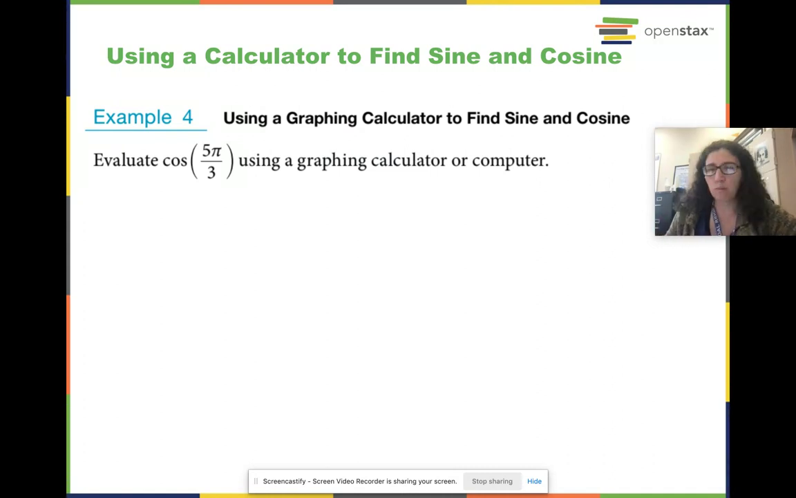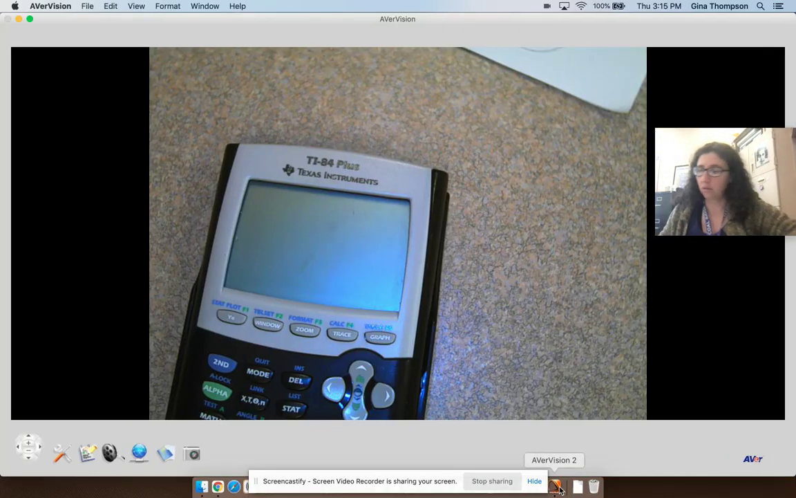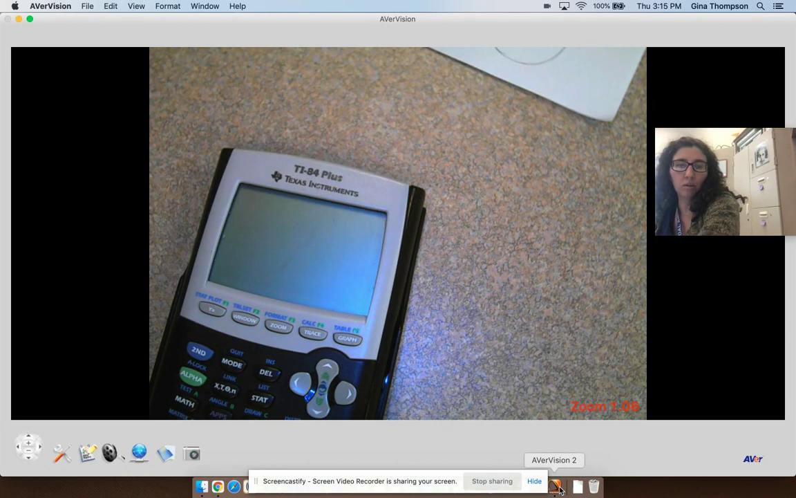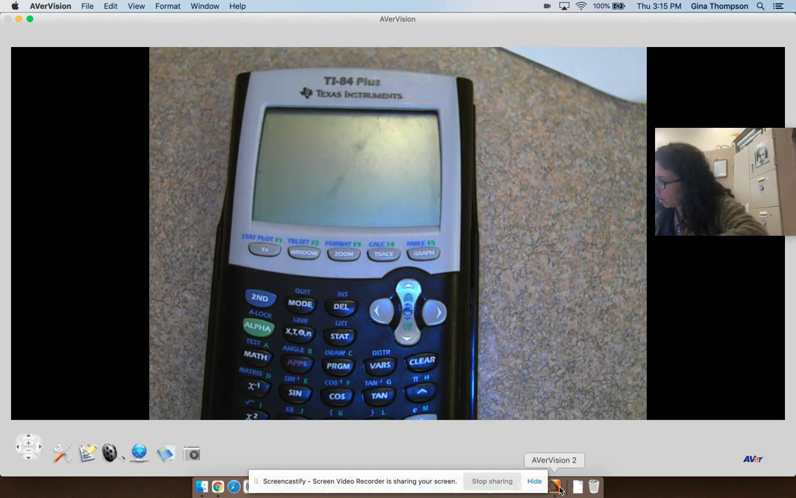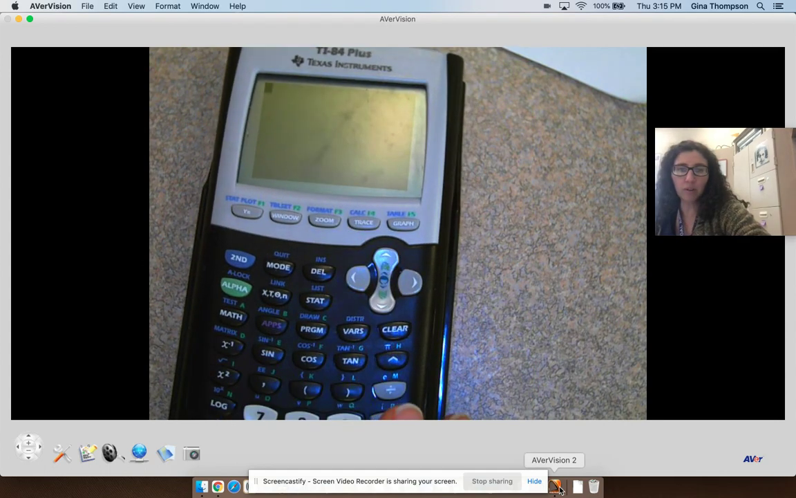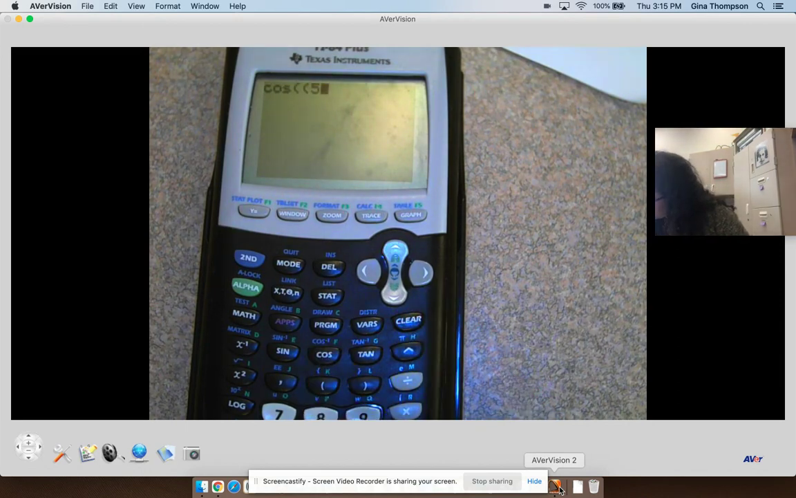Now let's just talk about using a graphing calculator to find sine and cosine, right? What if we want to evaluate cosine of 5 pi thirds? So let's look at this, and hopefully I can make it a little bit bigger. All right, so here's my calculator. I'm going to turn it on. All right, so how can we evaluate this? I'm just going to say cosine of 5 pi divided by 3, cosine of 5 pi thirds. Oops, I got an extra parentheses in there. That's okay. I get 0.9958.